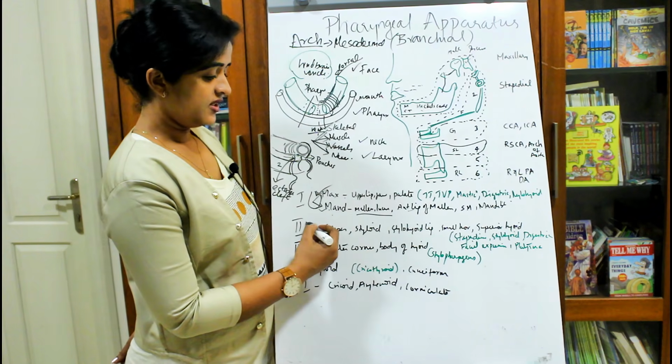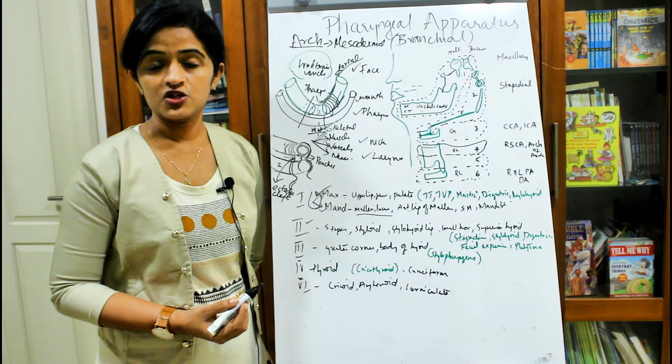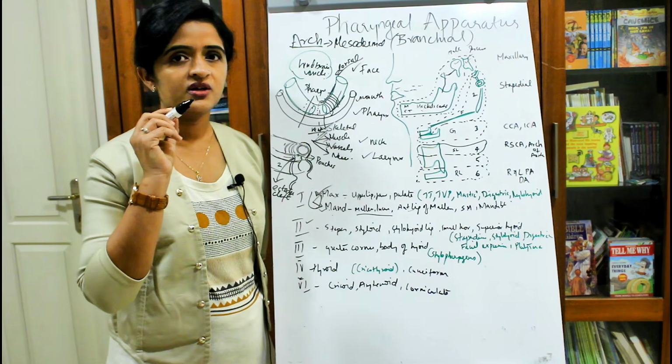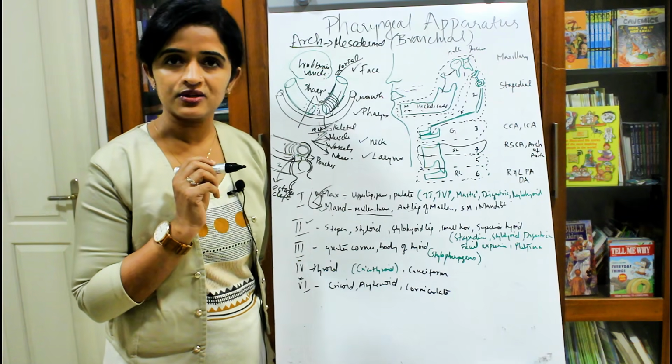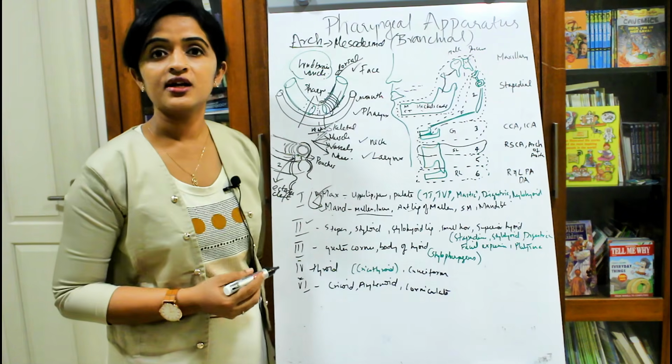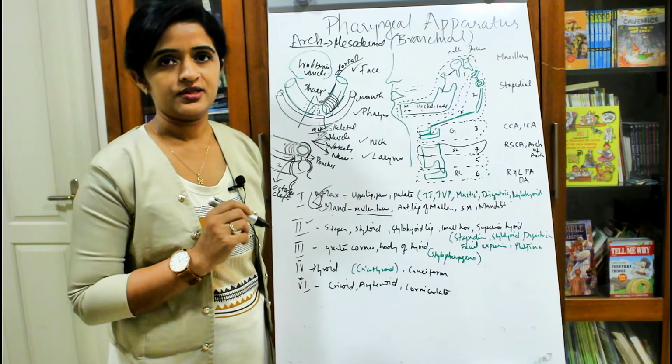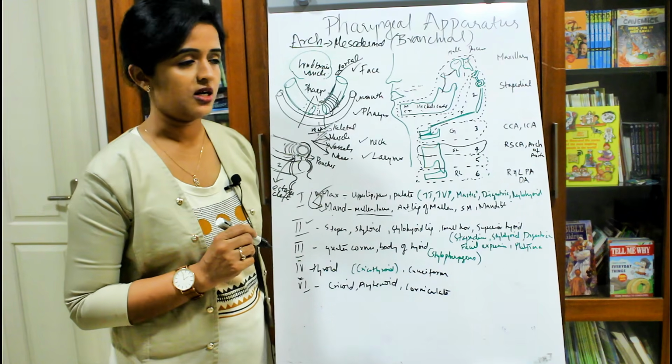If you want to remember the derivatives of the second arch, or the hyoid arch, you can remember the mnemonic. Like it is second, isn't it? So the first letter is S. So most of the derivatives you can club under the letter S. So what are the derivatives of the second arch?